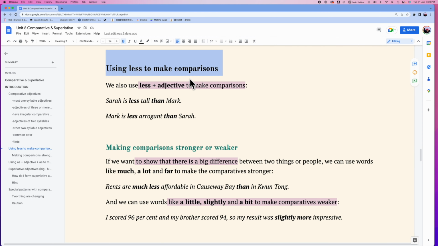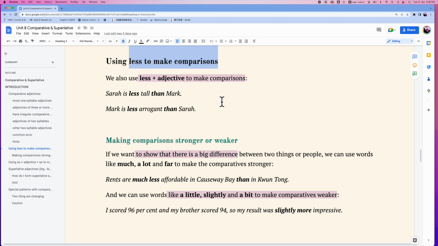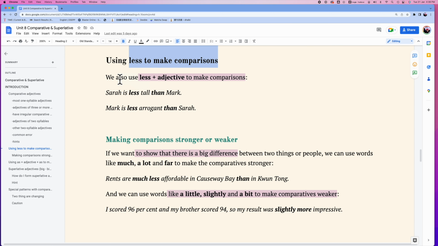This video is about comparative and superlative. Let's get started. The first thing that we're going to talk about is using less for comparisons. Let's take a look. The word less is often used to make comparisons between two things or people. It is a simple way to express that one thing is not as much as another.